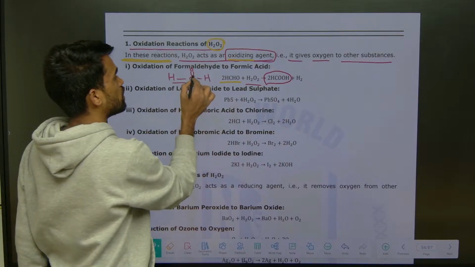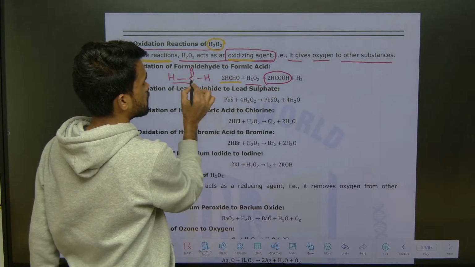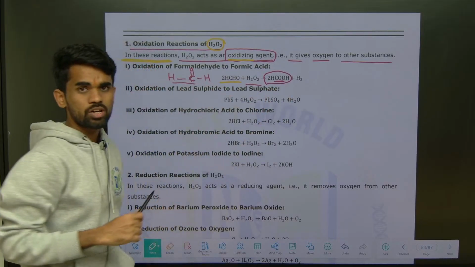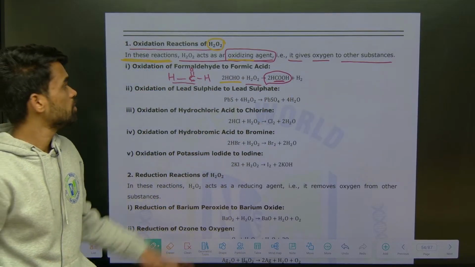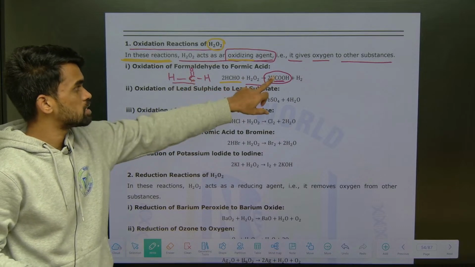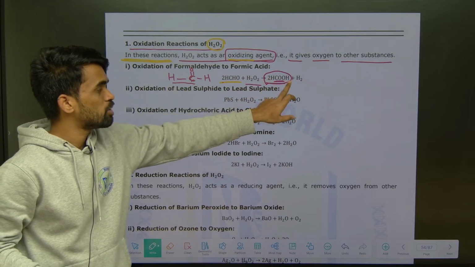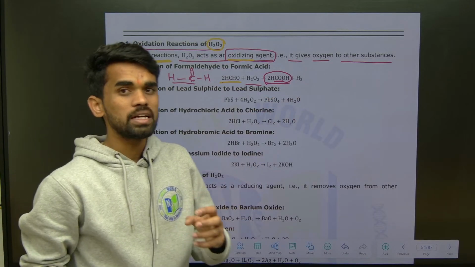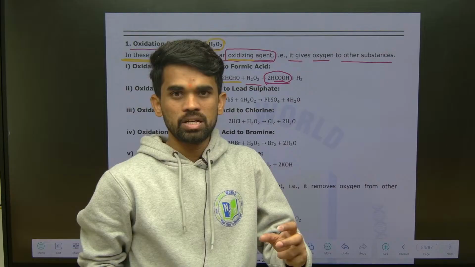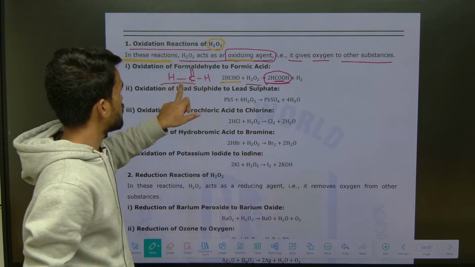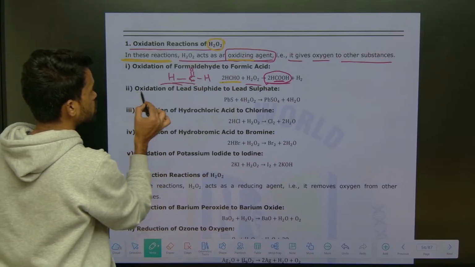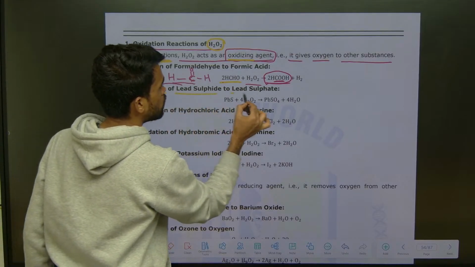So here only one oxygen is there on the reactant side for this carbon, but here you can see 2 oxygens are there on the carbon. It means oxidation, no? So this carbon is getting oxidized, formaldehyde converted into formic acid. So here our hydrogen peroxide is acting as an oxidizing agent and oxidizing this formaldehyde to formic acid. Okay, remember this one.